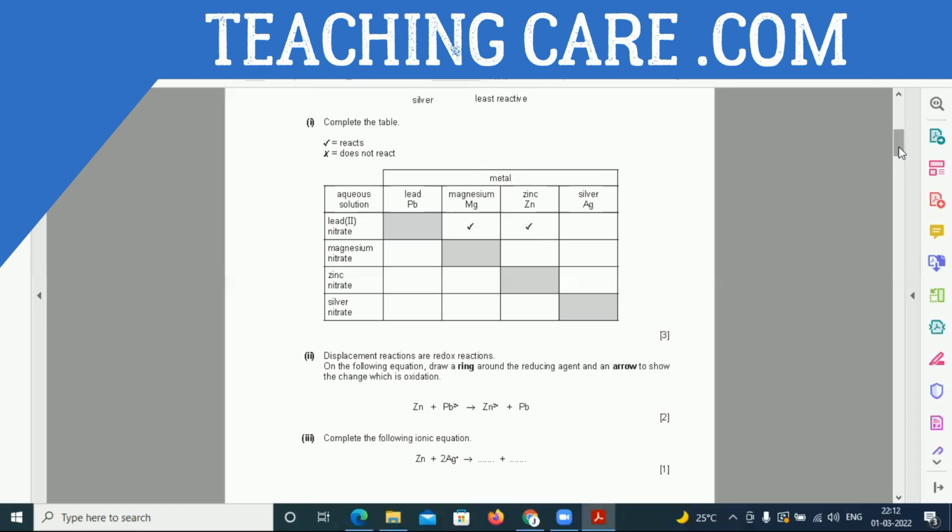For part 3, I'm not really sure which valency of zinc they want. Complete the following ionic equation, zinc plus Ag plus. So what will happen to zinc? It will lose electrons and those electrons will be accepted by the Ag. Yeah, but doesn't zinc have 2 valencies? So zinc will become Zn2 plus and those 2 electrons will be taken up by each individual silver. Got it? Got it.